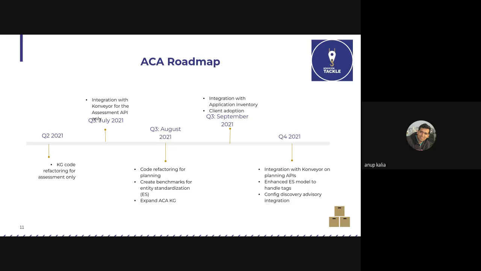Followed by that, at the end of Q4, we are planning to do some AI-based configuration discovery, which is in collaboration with the ACD and Windup teams. So in general, ACA might provide an advisory sort of approach to discover the configuration, but then the human in the loop will come in to validate those, and then ACD and Windup will take over in terms of code generation and containerization.